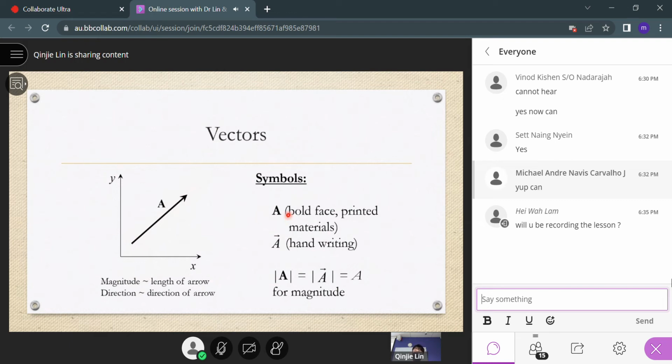Symbols are usually written like that, but this is printed, so for printed they'll print it like this. For magnitude, there are various ways of writing it. Usually we just put two straight lines beside to tell people that actually inside is a vector, but if you put two lines at the side, we only want to know what value it is.